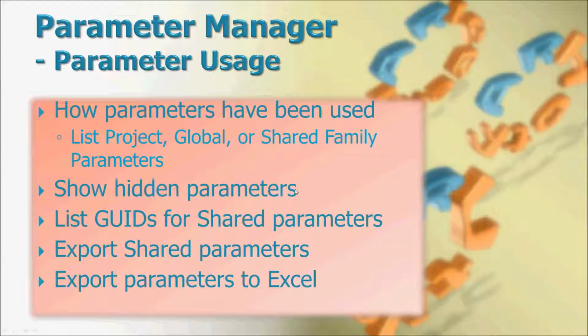It'll also show hidden parameters, so the things that you can't normally see through the user interface. It'll also list the GUIDs, those unique identifiers for shared parameters. This can sometimes be useful if the same GUID has been used for different named parameters, or more commonly where two parameters have the same name but are in fact different GUIDs, perhaps parameters coming from different locations.